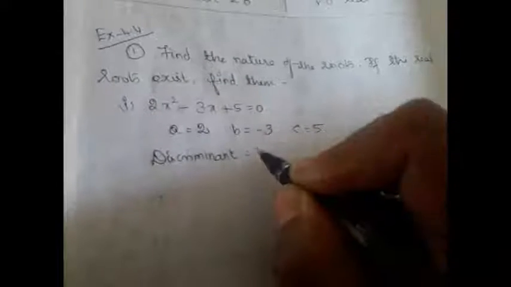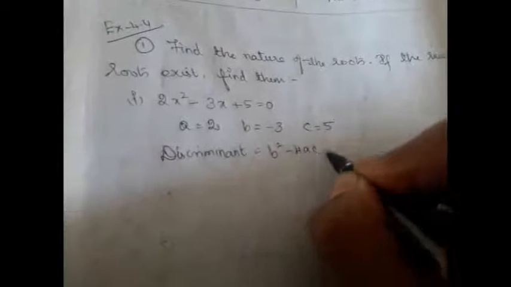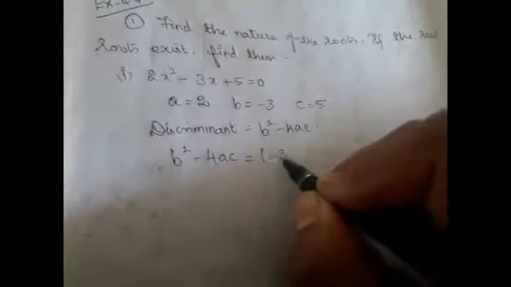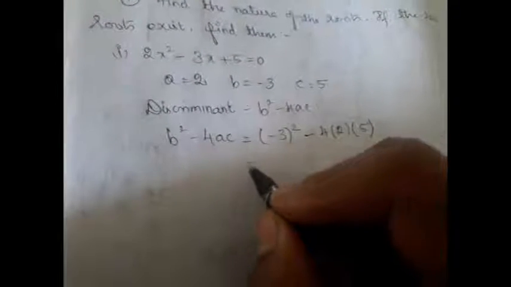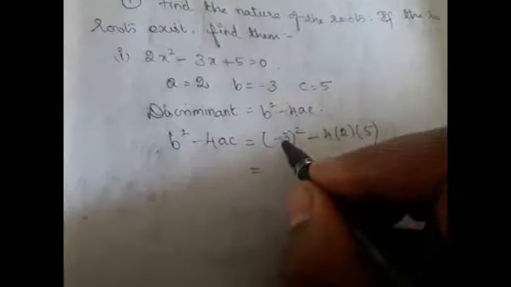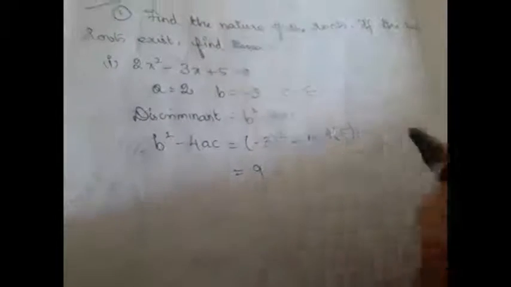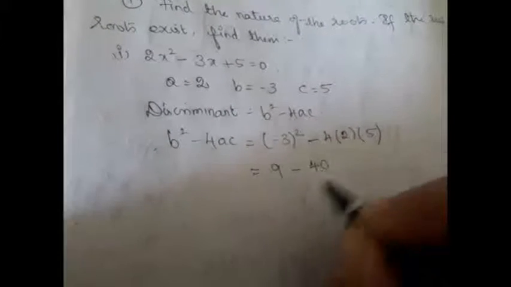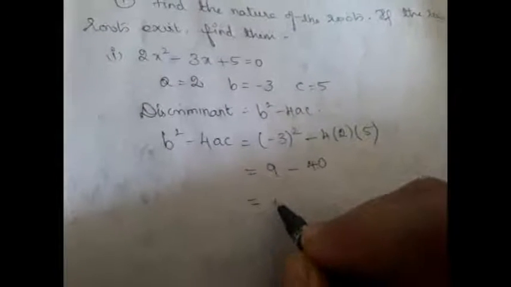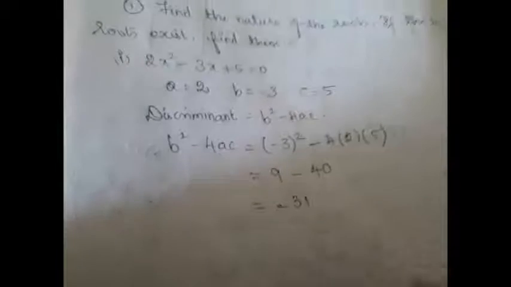Discriminant is b square minus 4ac. Let us find what is b square minus 4ac. The value of b is minus 3. So minus 3 the whole square minus 4 into a value is 2, c value is 5. So minus 3 the whole square, minus into minus becomes plus. 3 square is 9 minus 5 2s are 10, 10 4s are 40. So 9 minus 40 is minus 31.